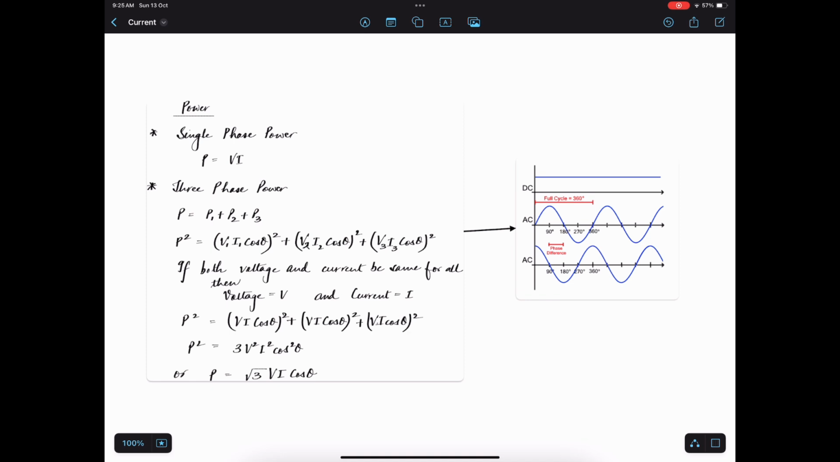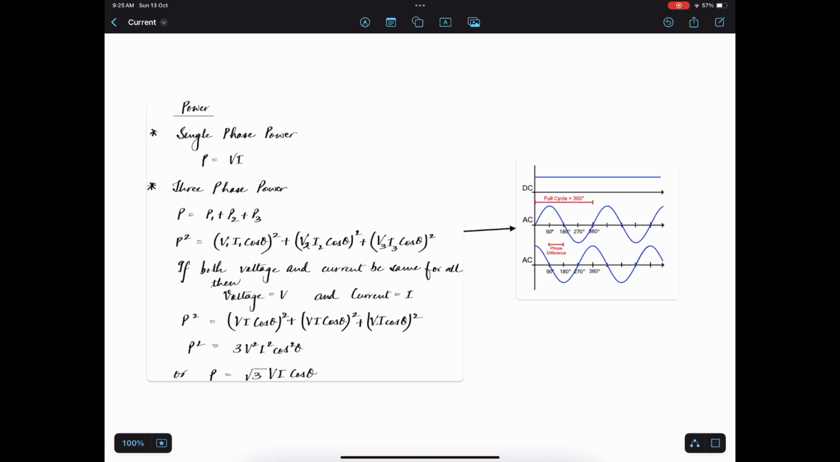And these are the formulas of single phase power and three phase power. The single phase power is very simple. P equals V into I, where V is voltage, I is the electric current, and P is the power. For three phase power, we have three phases, so they will have their separate powers.